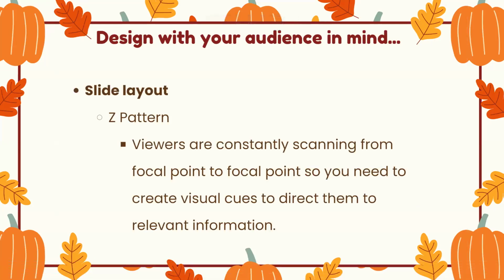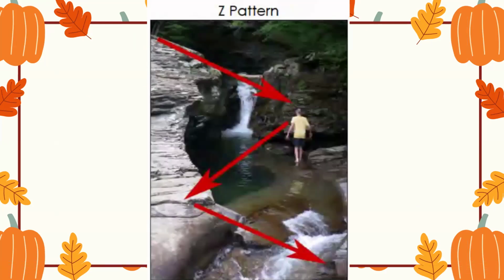So next is the Z pattern. Basically, in English speaking countries, we tend to read images and slides left to right in a Z pattern, just because of how we read. So viewers are constantly scanning from focal point to focal point. So you need to create visual cues to direct them to this relevant information.